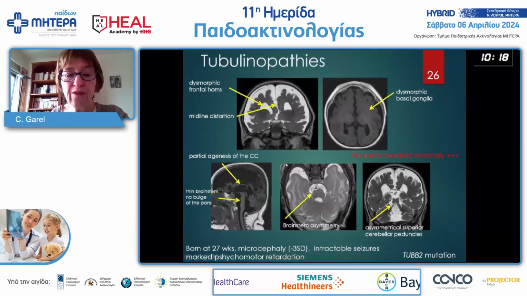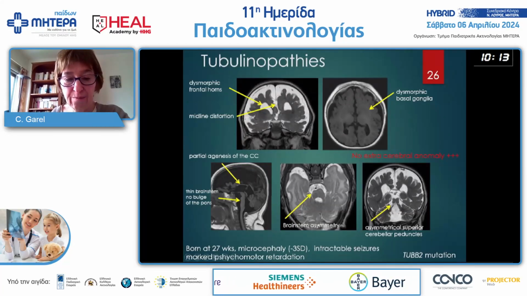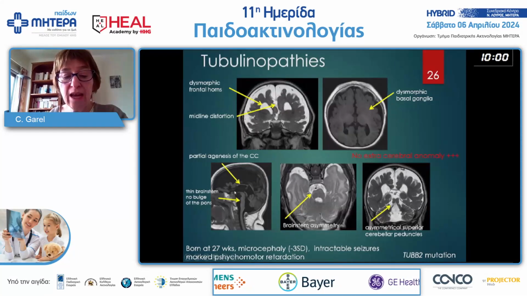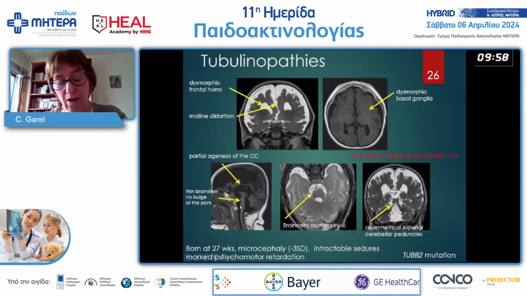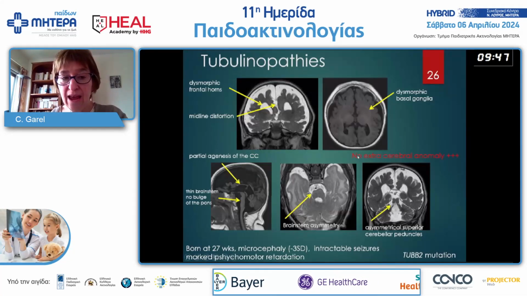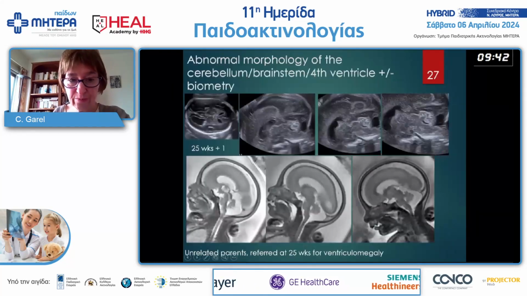And here are the typical findings of tubulinopathies that we've just talked about. And here there was also a partial agenesis of the corpus callosum. What is interesting regarding the posterior fossa is the brainstem asymmetry and also the absence of the bulge of the pons. And also here notice the asymmetrical superior cerebellar peduncles. In these tubulinopathies, there are no extracerebral anomalies.